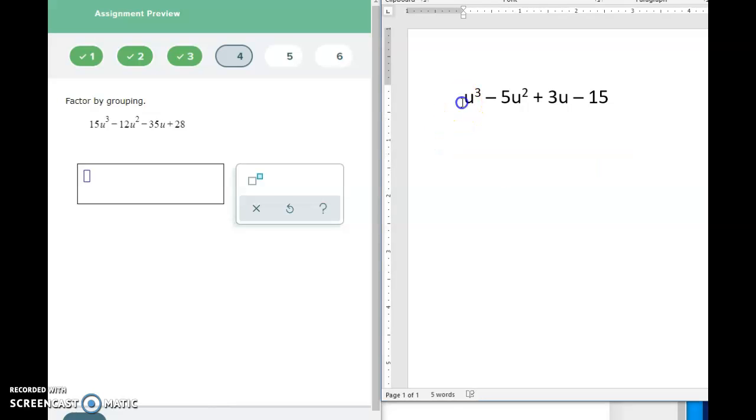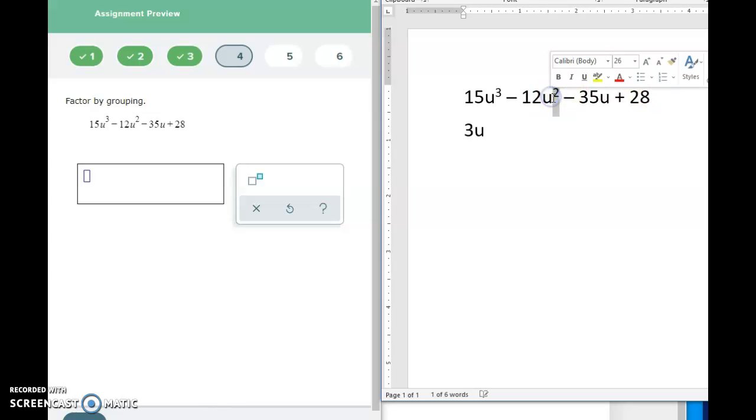Okay, same idea here, new problem. I have 15u to the third, minus 12u squared, minus 35u, and then plus 28. So we're going to group the first two terms together. Their GCF is going to be 3u squared. 15 divided by 3 is 5. u to the third divided by u squared is u. 12 divided by 3 is 4. And then u squared divided by u squared is just 1.